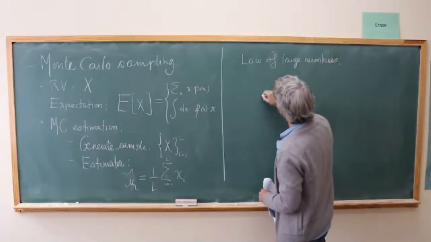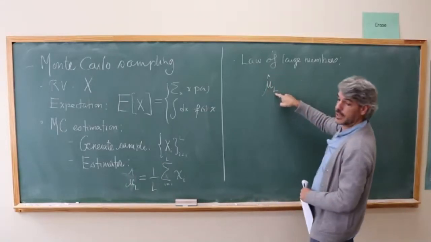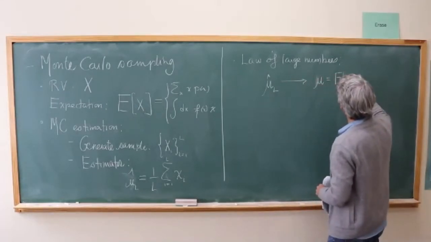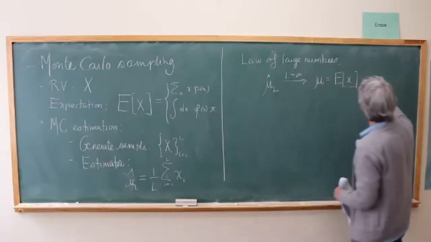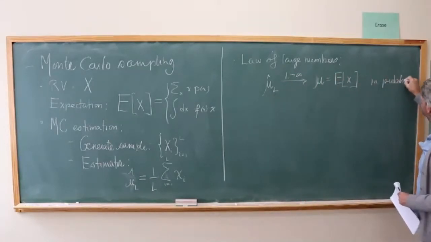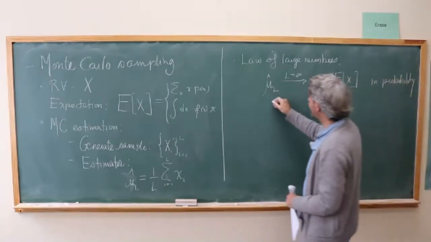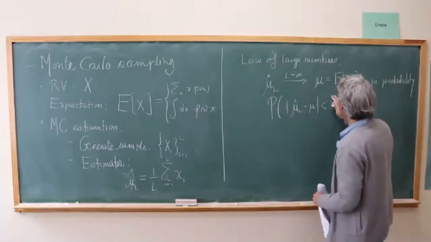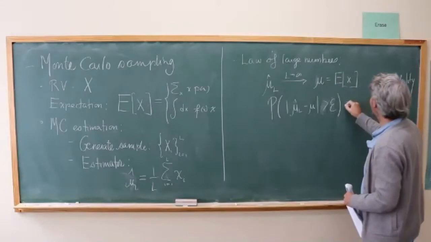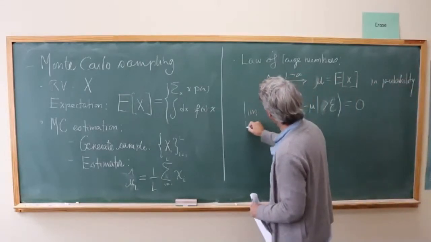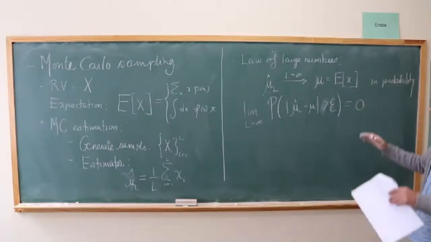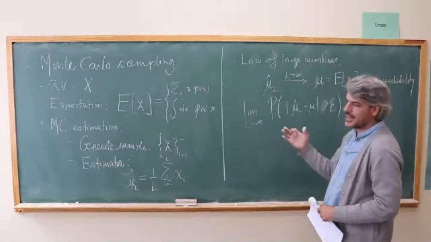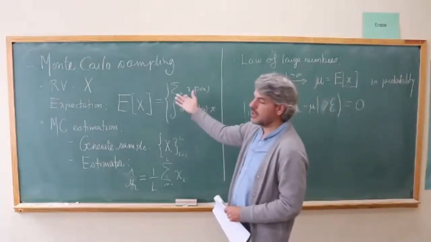It says that the estimator calculated with L samples will converge to the true theoretical mean when L goes to infinity, and this is convergence in probability. So the probability that you do not converge goes to 0. The statement mathematically is that the probability of being away from the true mean goes to 0 if you take the limit L going to infinity. So if you look at the distribution of the estimator, it's more and more concentrated onto the true mean, and that justifies taking an estimator to estimate a theoretical quantity.